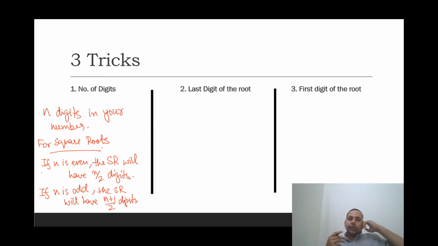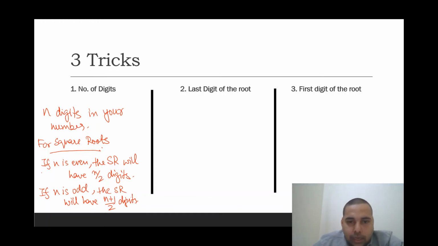Okay, so if there are, for example, 6 digits in your number, then the square root will have 3 digits. If there are 7 digits in your number, then the square root will have 4 digits. Okay, so this is how we can figure out the number of digits in a square root, and I would recommend that you come up with a similar formula for cube roots on your own.